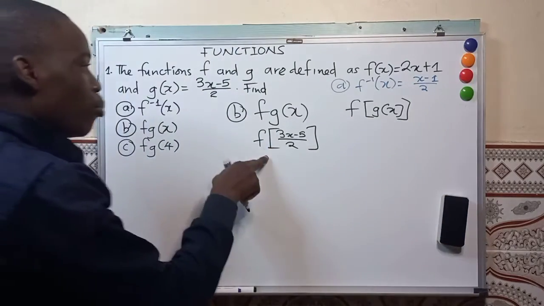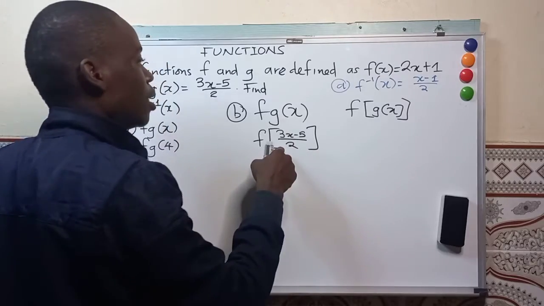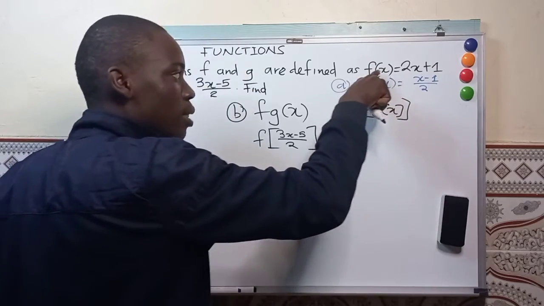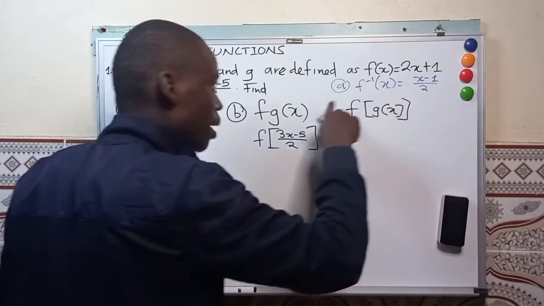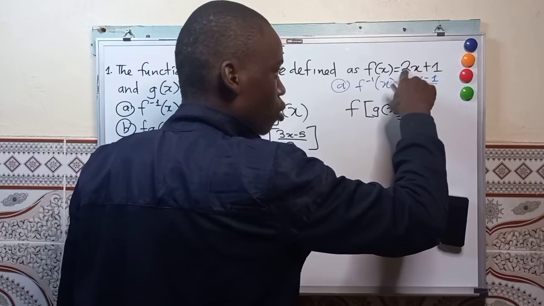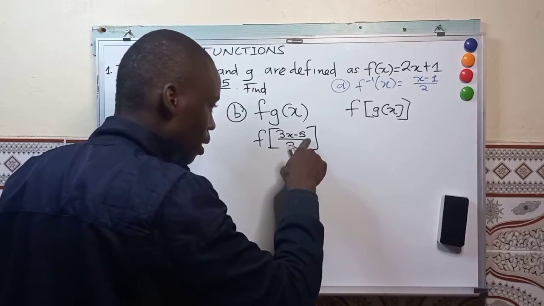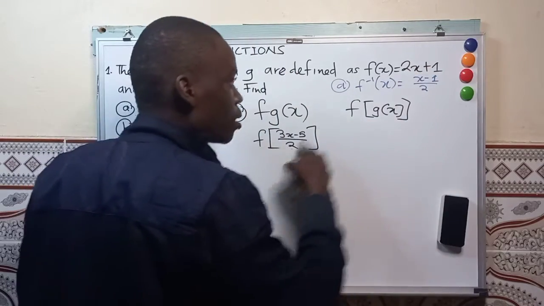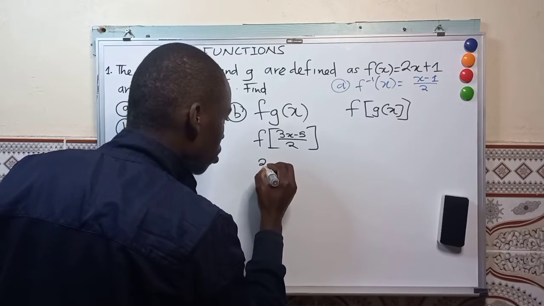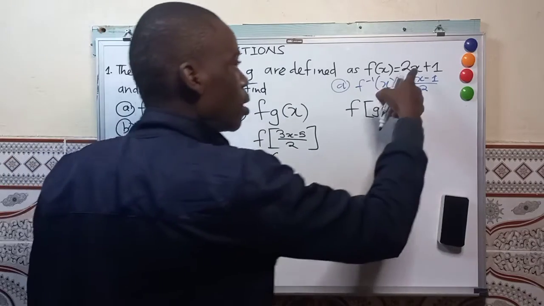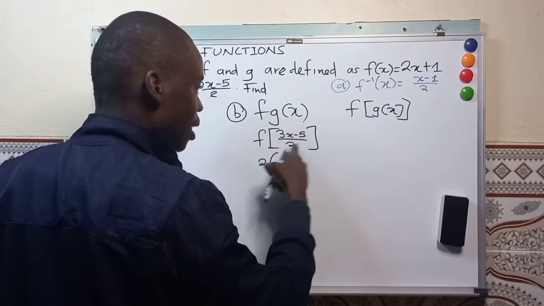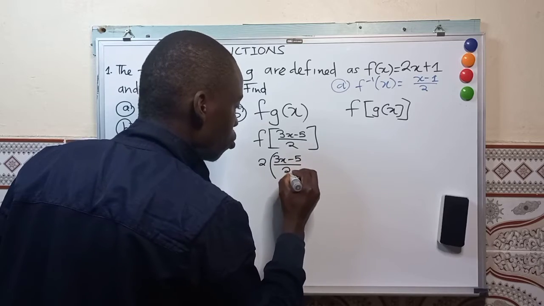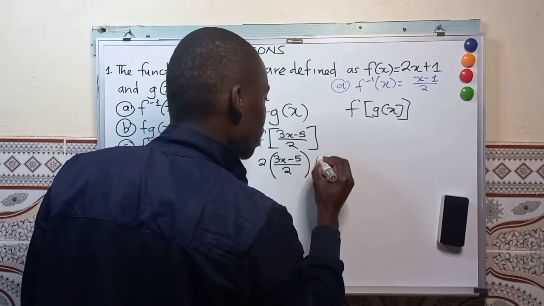Then, since you have f of this function, you get your function f of x, because here it's f of x, hence we have our x here. If we were to put f of 1, we'd have 1 here, 2 times 1. In this case, we have (3x minus 5) over 2, so we'll replace it where there's our x. So f of this function will be 2 open bracket, (3x minus 5) over 2, close, then plus 1.